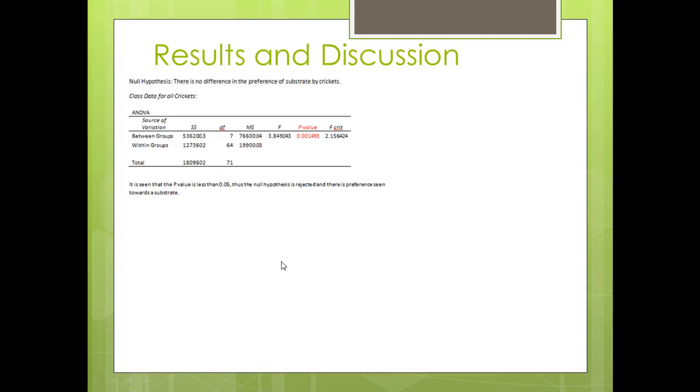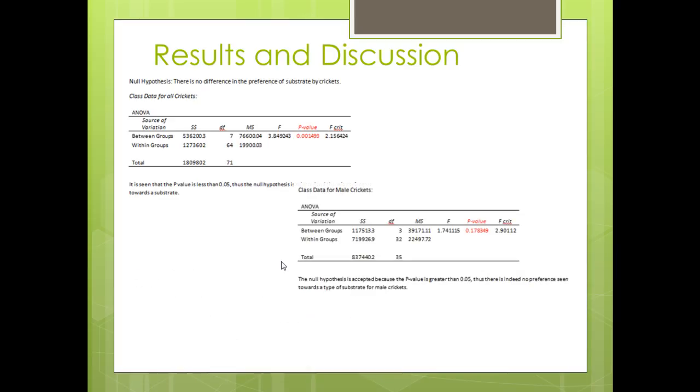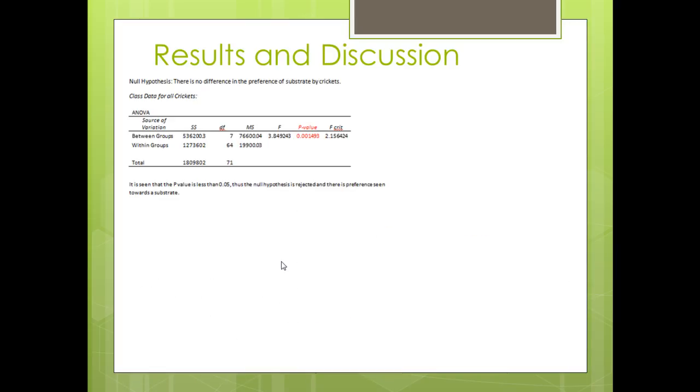So in order to see if there was any significance to this data of preference of substrate, for the class data for all crickets, the null hypothesis was there was no difference in preference of substrate by crickets. After doing an ANOVA analysis, it was seen that the p-value is less than 0.05. Thus, the null hypothesis is rejected, and there is preference seen towards a substrate, at least from the data we were given for the class.